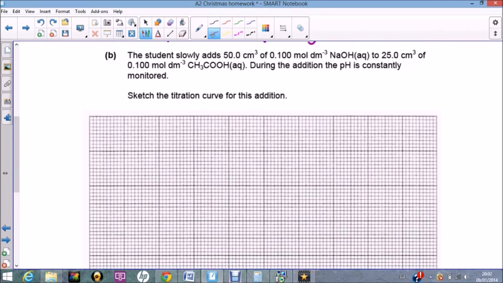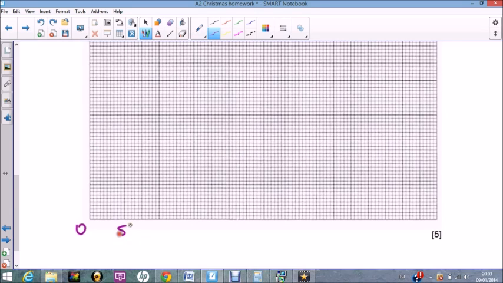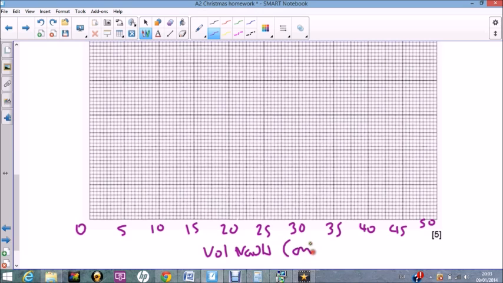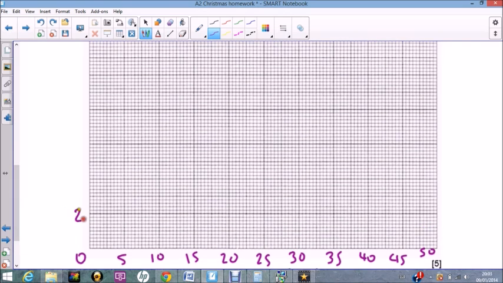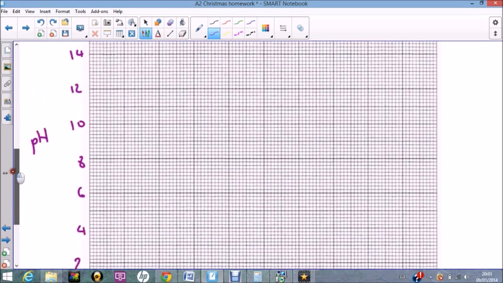Moving down, we're looking at the second question, so it says we're adding 50 centimeters cubed of 0.1 molar sodium hydroxide to 25 centimeters cubed 0.1 molar ethanoic acid. So the endpoint for this reaction is going to be at 25 because the ethanoic acid is going to be the limiting reagent. So we're going to sketch a titration curve of this. So the first thing I'm going to need to do is add a suitable scale. So if I'm adding a total of 50 centimeters cubed of sodium hydroxide, and up the side I'm going to put pH. Okay, so if I think about where I'm starting.